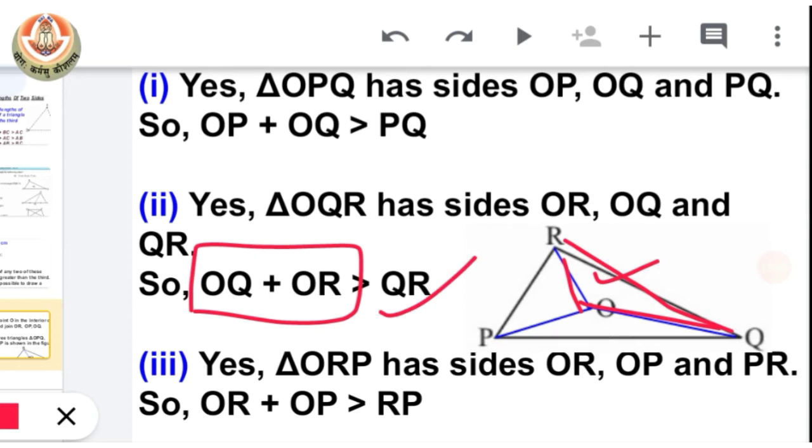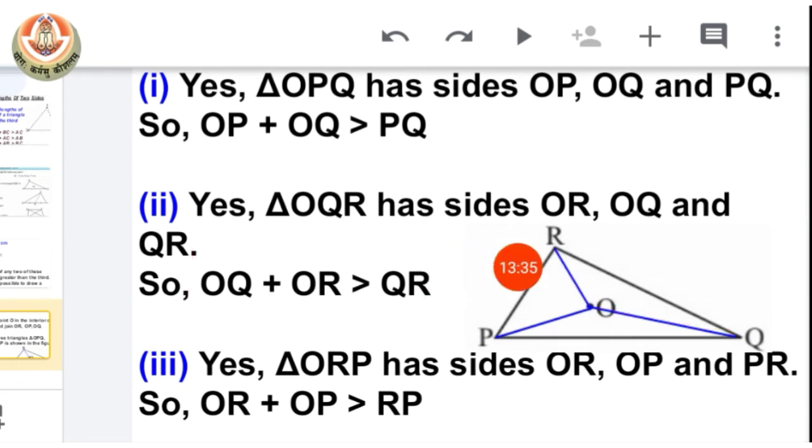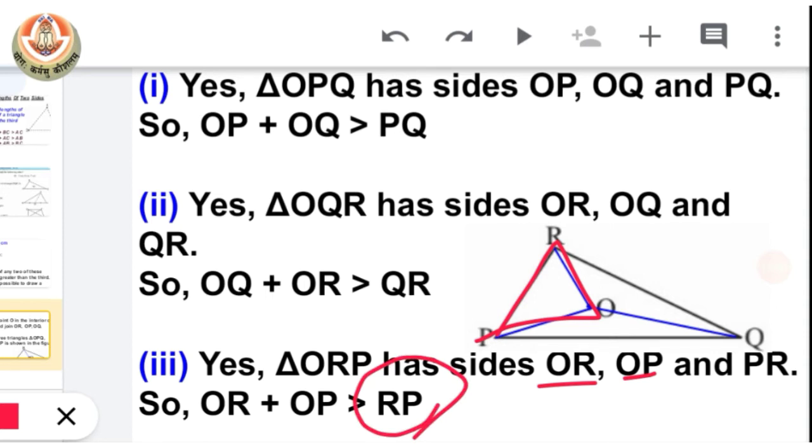And similarly for the case of triangle ORP, the sum of the two sides is always greater than the third side. Okay.